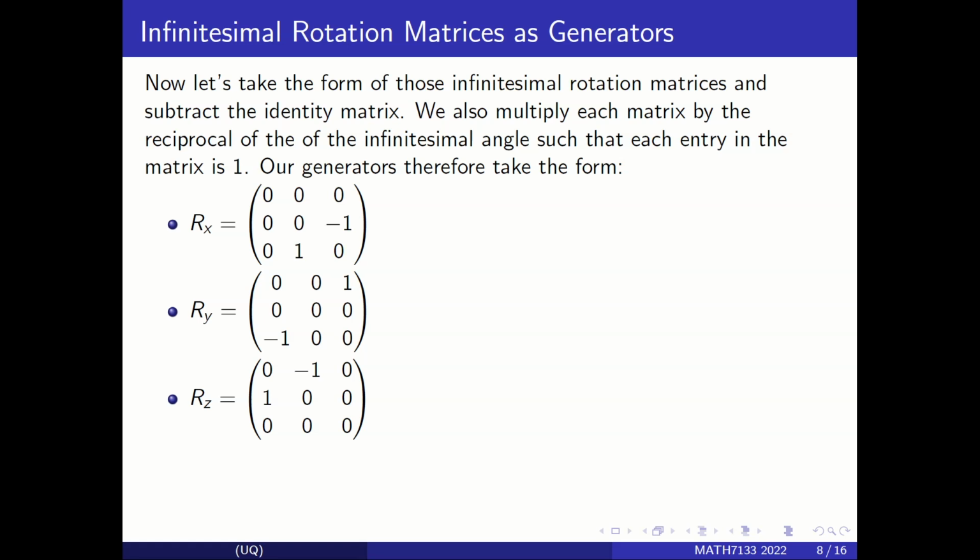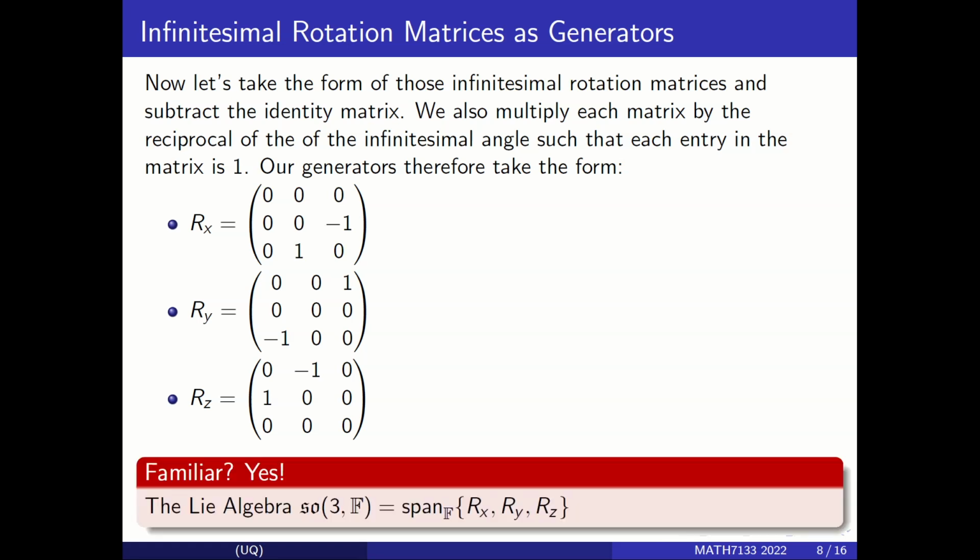Just for fun, let's then take those infinitesimal rotation matrices, subtract the identity, and multiply by the reciprocal of the infinitesimal angles. We call these matrices the generators. Do they look familiar? Yes, they're the basis elements of the Lie algebra SO3.